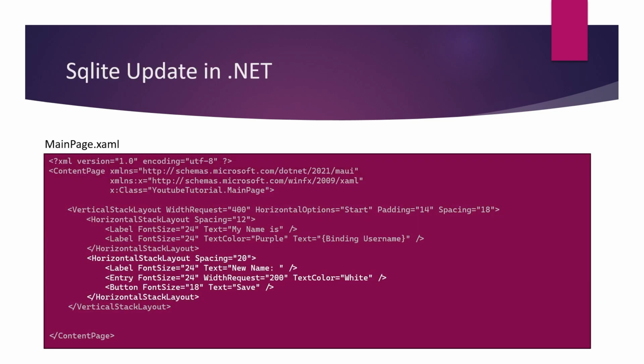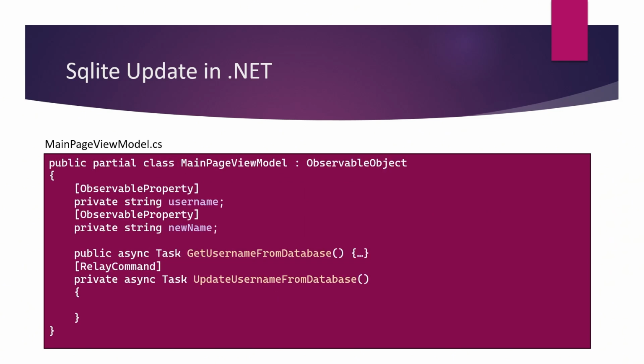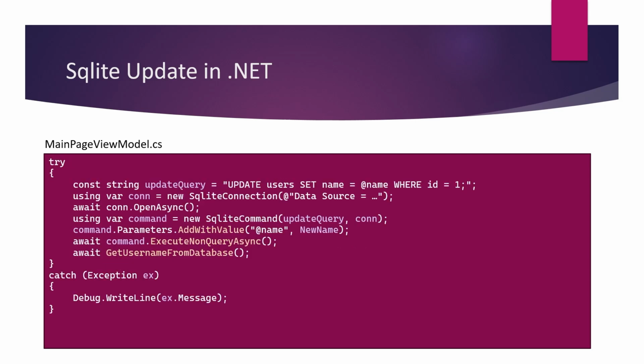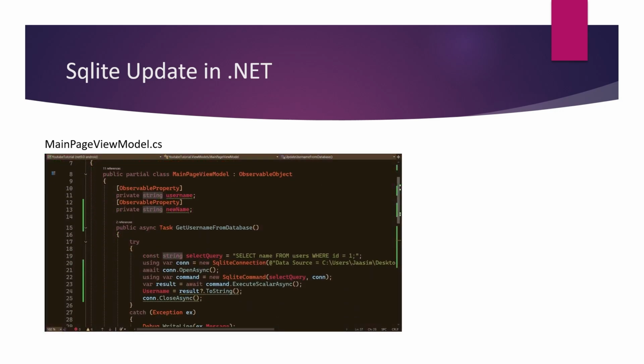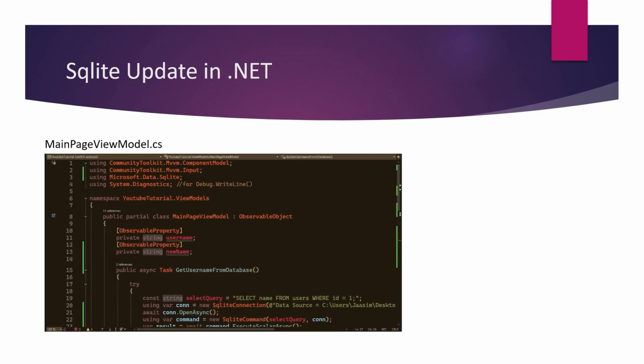Now we're going to implement the update functionality, right? Okay, so now you're back in the view model. Now we're going to create a new bindable variable called NewName, right? And then also create a new function called UpdateUsernameFromDatabase. And then in the try block, we're going to do something similar, but here we have to add the value, add name with the NewName bindable variable, right? And then just query the database, yeah. And then also we have to refresh the username because we are updating it, right? Okay. Yeah, and now this is the complete code for your reference.